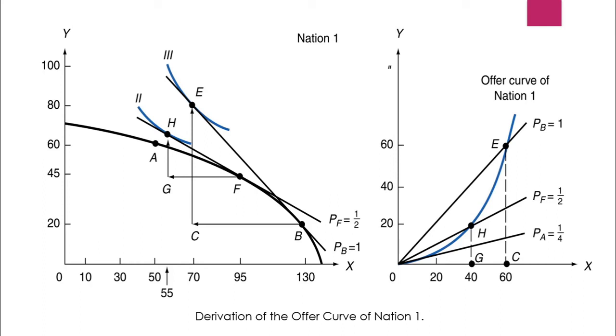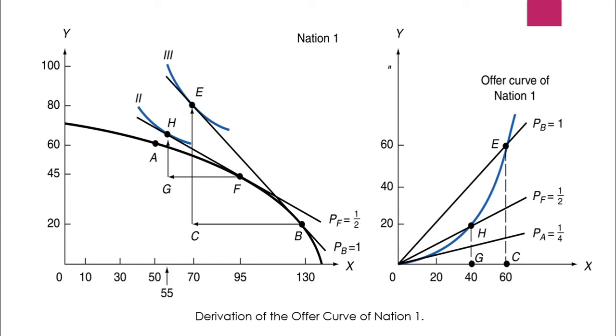So F is the new point of production corresponding to the new terms of trade, and the same terms of trade line is tangent to the highest possible community indifference curve 2 at point H. So H is the point of consumption and F is the point of production corresponding to the new terms of trade. So here the country is exporting 40 units of X, because it is producing 95 units of X and it is consuming only 55 units of X.